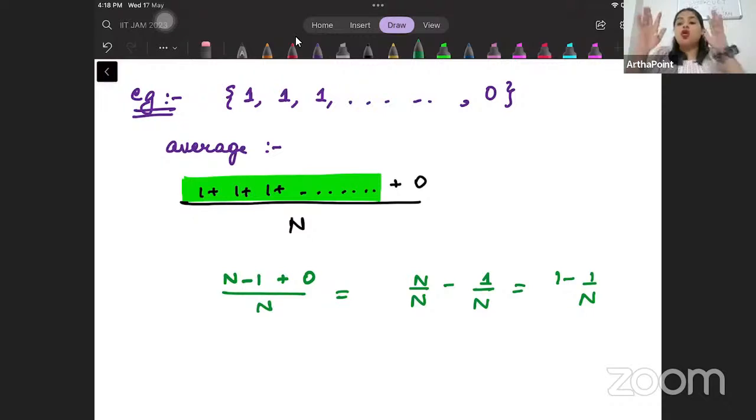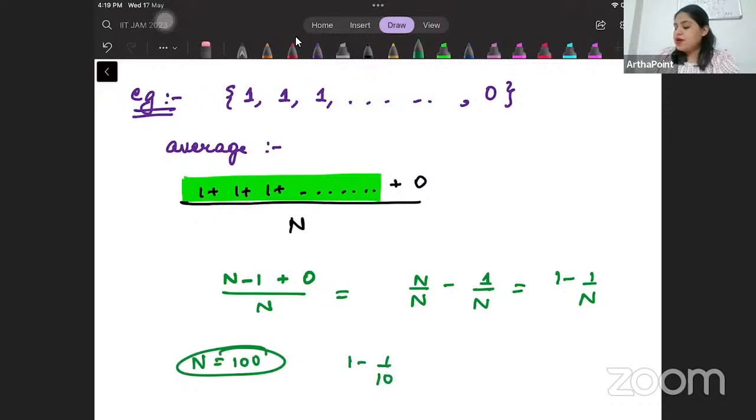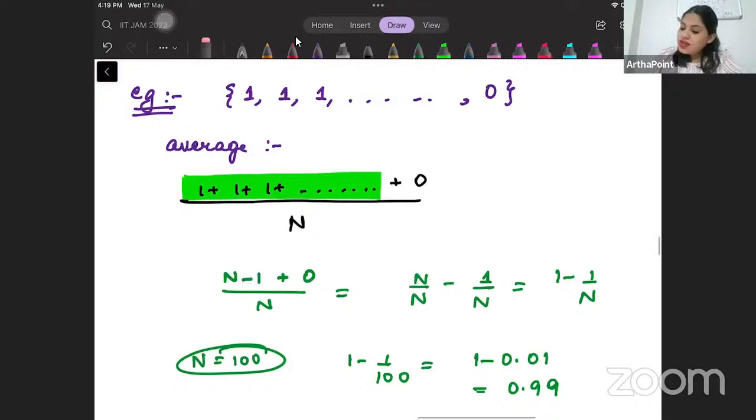Assume that there are 100 people. So suppose n is 100. Suppose I just give you an example. So beta, 1 minus 1 by 100 is just very, very close to 1 only. Na? So it will be just 1 minus 0.01. Hai ki nahi hai? This will be 0.99. It has to be close to 1, because the average is close to 1.